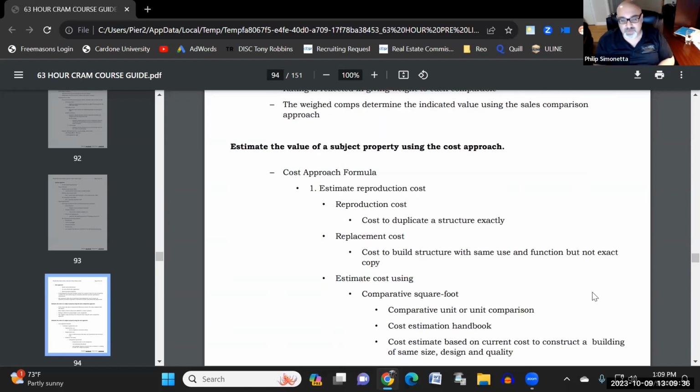Estimate the value of subject property using the cost approach. So the cost approach formula is, first, estimate the reproduction cost. Okay, you get the reproduction cost. Cost to duplicate the structure exactly. Then you have replacement costs. Remember, this is one to make it similar, but not exactly. Cost to build the same structure for use and function, but not exact copy of materials.